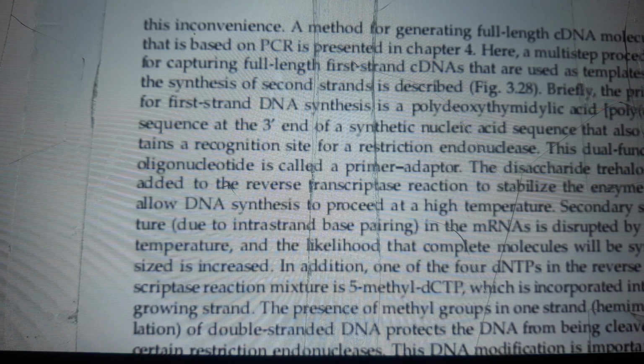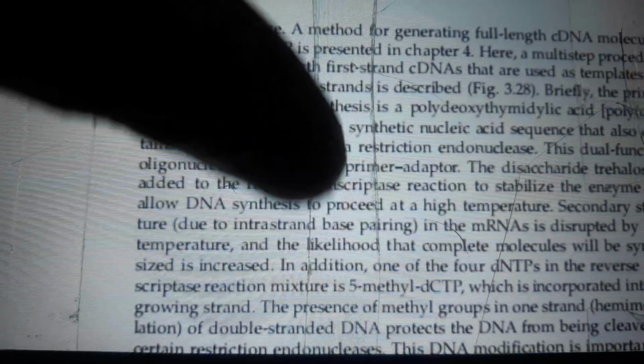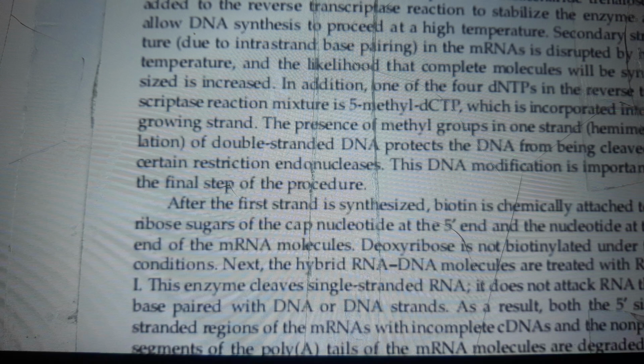Briefly, the primer for first-strand DNA synthesis is the polydeoxythymidylic acid, poly-dT, sequence at the 3' end of a synthetic nucleic acid sequence that also contains a recognition site for a restriction endonuclease. This dual function oligonucleotide is called a primer adapter. The disaccharide trehalose is added to the reverse transcriptase reaction to stabilize the enzyme and allow DNA synthesis to proceed at a high temperature. Secondary structure due to intrastrand base pairing in the mRNAs is disrupted by high temperature, and the likelihood that complete molecules will be synthesized is increased.